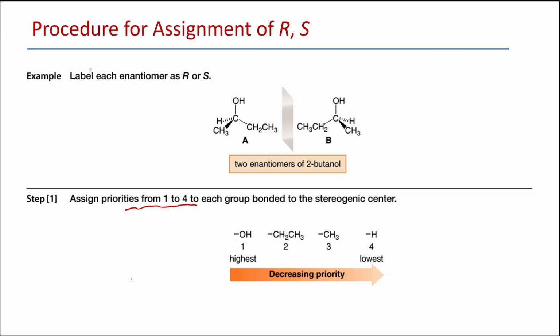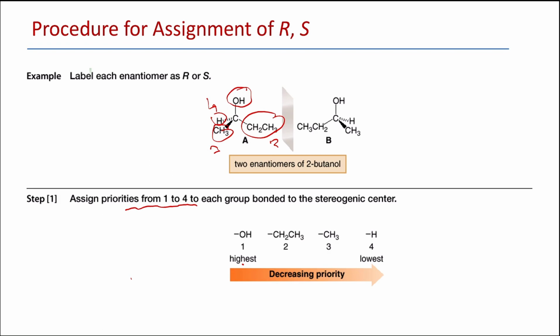Like this molecule here. This is 2-butanol, and in 2-butanol, the OH group is going to have the highest priority. Then the ethyl is number 2, methyl number 3, and hydrogen number 4. And as we can see, this is the decreasing priority. So this is the highest, and this is the hydrogen with the lowest. Then we will start to look at our molecule and decide whether or not these are arranged clockwise or anti-clockwise.